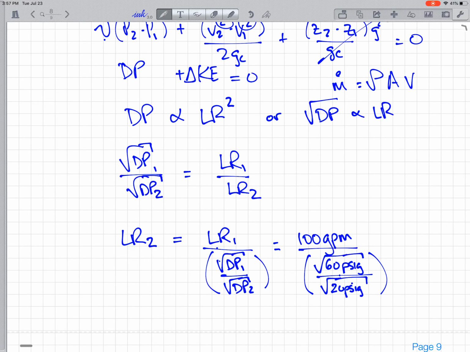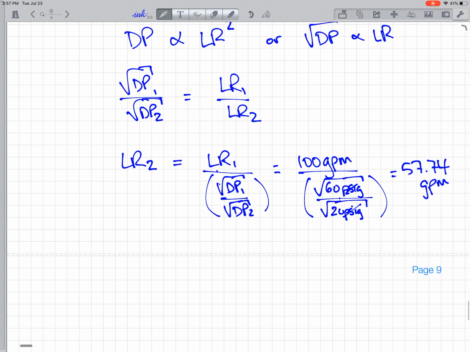Clear. 100 divided by, let's see, square root of 60 divided by the square root of 20, and now that is going to equal 57.74. And of course, the psig units are going to cancel out. That's going to be gallons per minute. So the second leak rate is 57.74 gallons per minute.